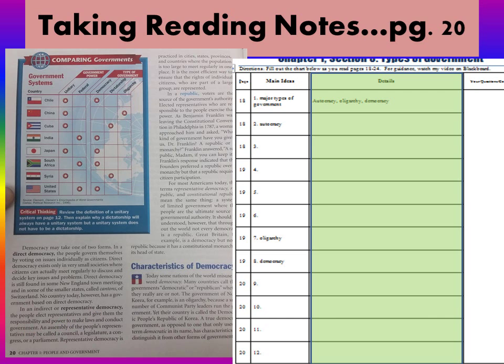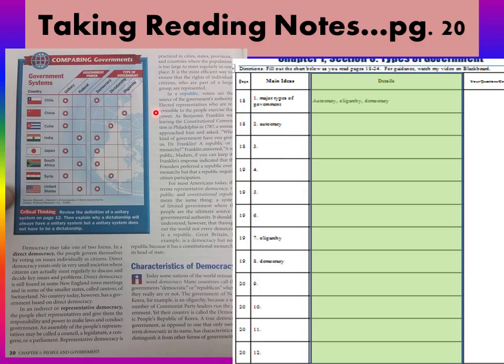All right, for our next word, for number 11, we should be looking for republic. I'm going to read from here to here, and I'm sorry I cut it off by putting this over it, so if you need to look in a book, you can, but I'll still read it the way it is. In a republic, voters are the source of the government's authority. Elected representatives who are responsible to the people exercise that power.